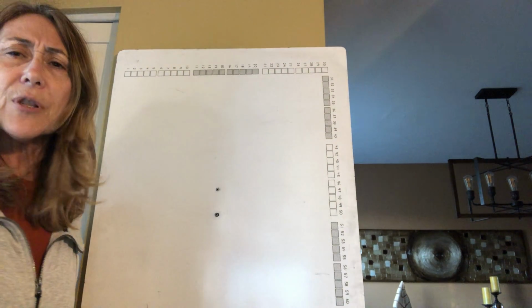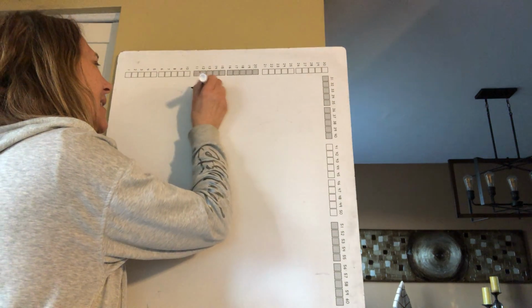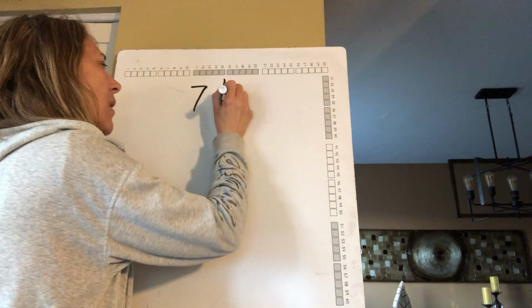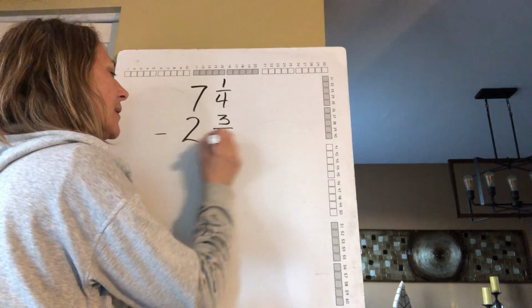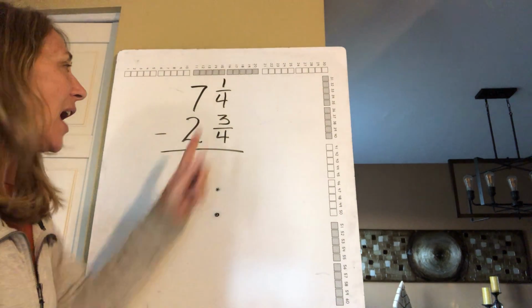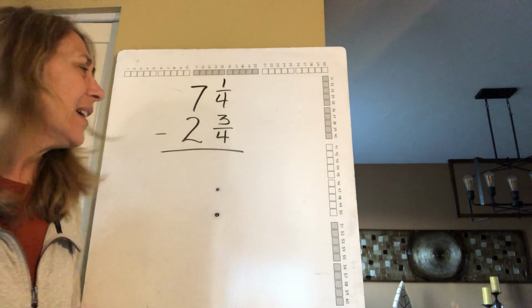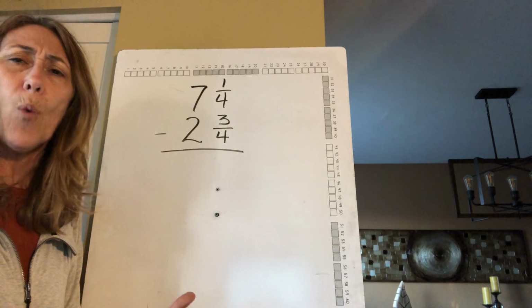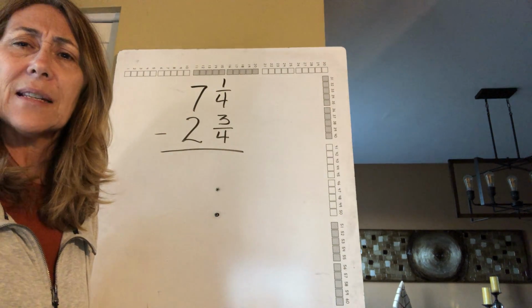Now we're going to do the inverse or the opposite of addition, and we're going to subtract. I'm going to subtract 7 1/4 minus 2 3/4. Same thing, we have to start with our fractional pieces. I have 1/4, and I want to take 3/4 away from it. It's like trying to subtract 3 from 1. You can't do that. So I need some more fractional pieces.